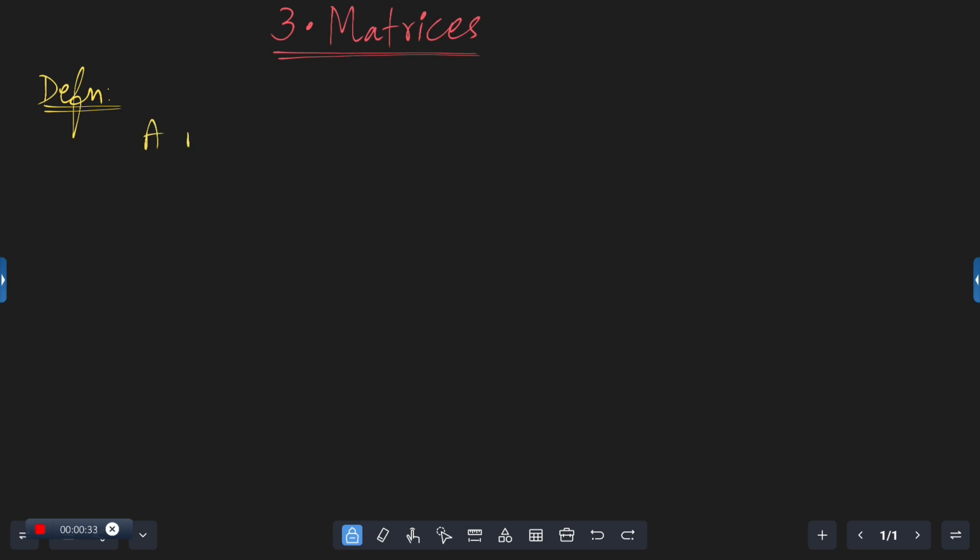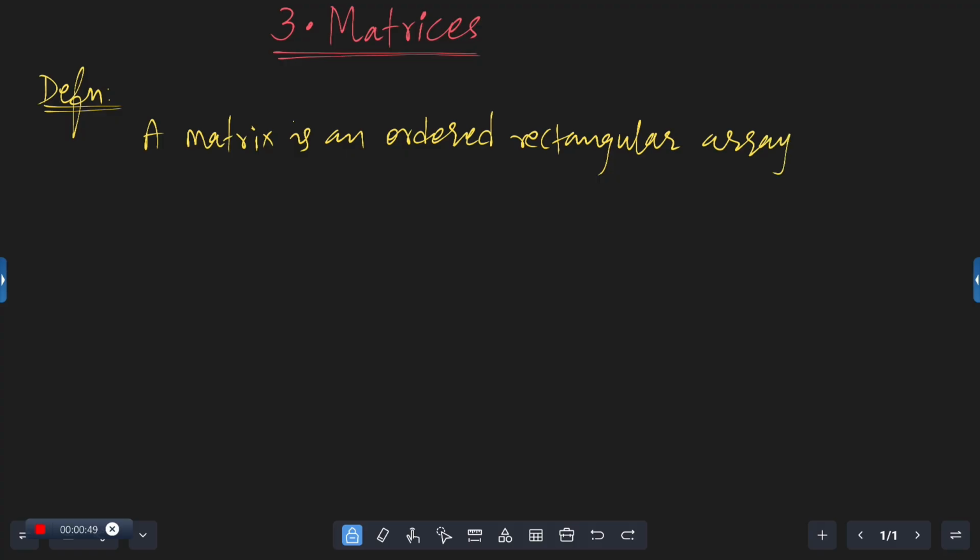A matrix is an ordered rectangular array of numbers or functions. I'll give an example of how we can use a number or a function. The numbers or functions are called elements or entries. This is the definition. That's it.